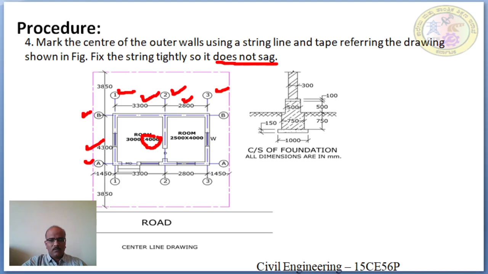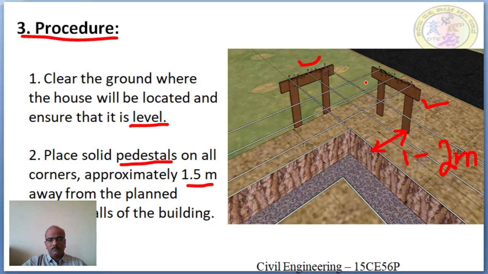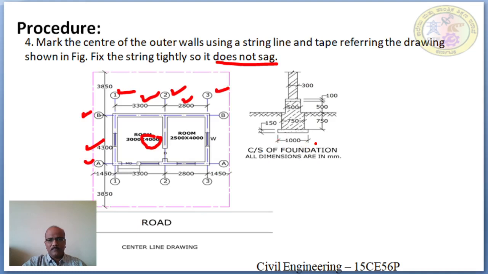If you are using the profile boards like this, the centerline is also marked on the profile board, and even the half width of the excavation on either side. When you refer to the drawing, we'll come to know the width of the excavation. The width of the excavation given in this drawing is 1 meter.